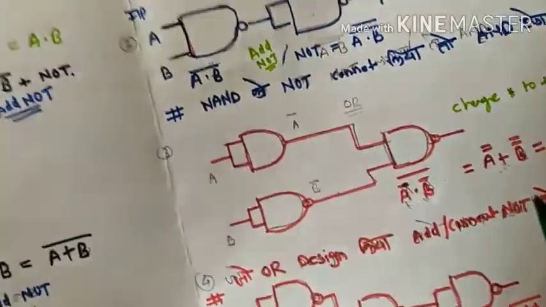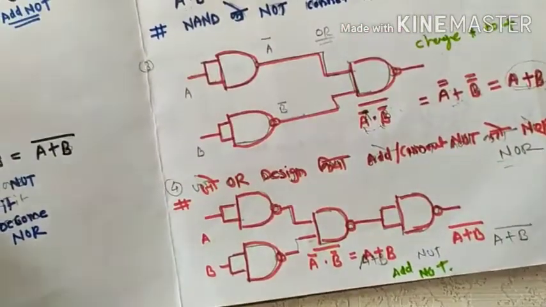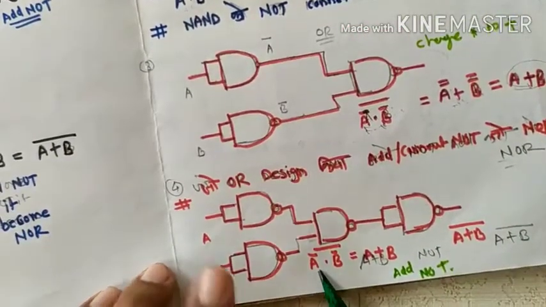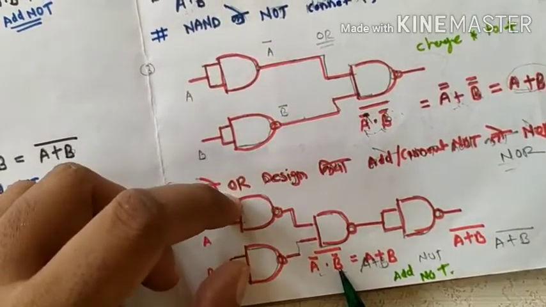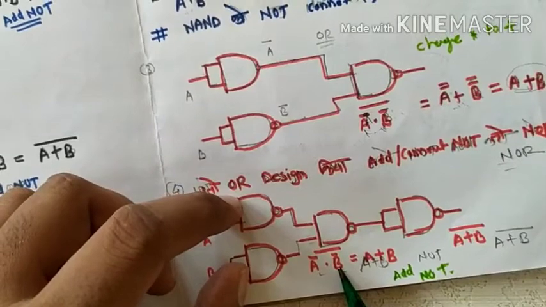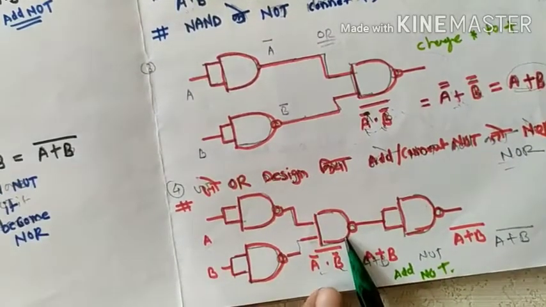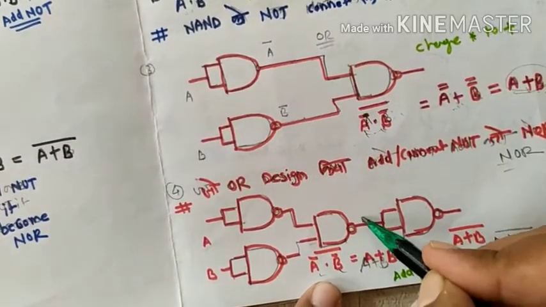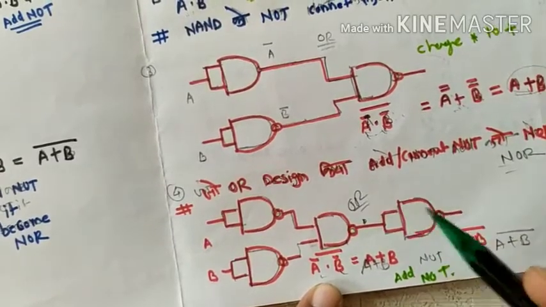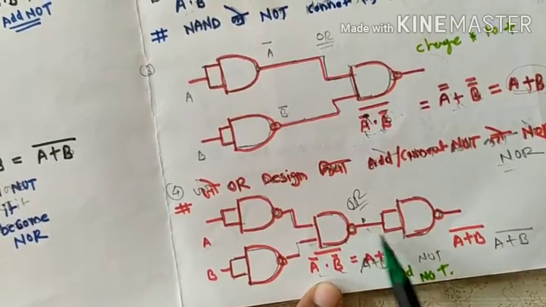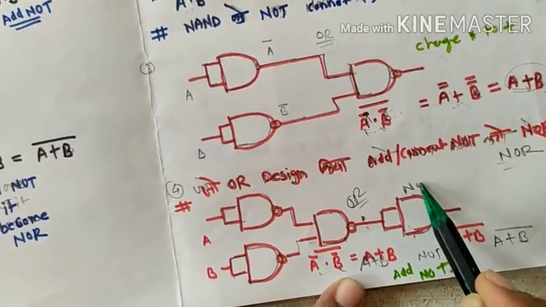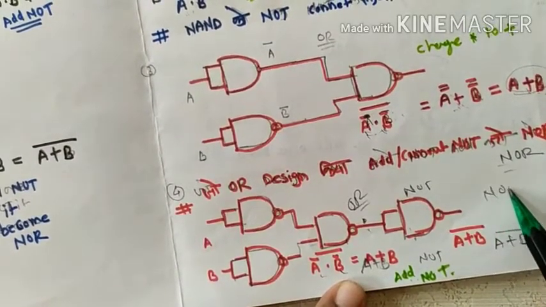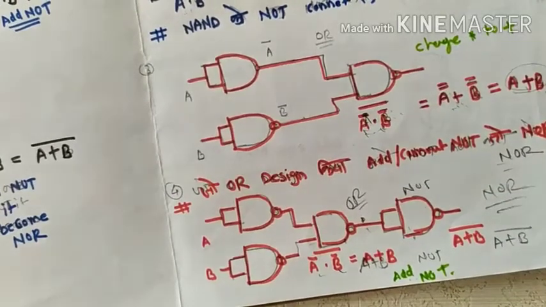And see again the same way, A bar, B bar. These both NOT gates we join with the help of NAND gate. So here the output is OR gate. We add one NOT gate here, so it will be NOR. Simple. Very simply.